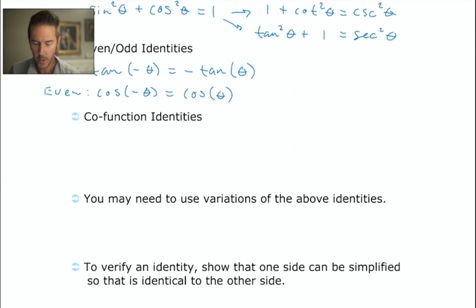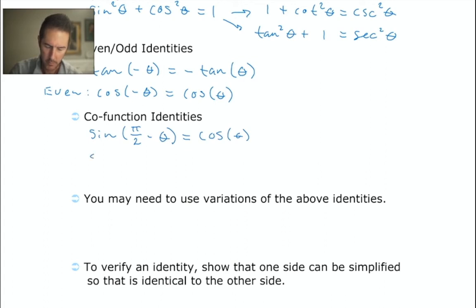Cofunction identities. There's no way I'm writing all of these out because they're kind of long and kind of irritating, and I feel like I don't use them all that often. In fact, I use them so infrequently that I typically have to go look them up again. I can't memorize everything. The sine of 90 degrees minus some angle measure theta is equivalent to the cosine, which is sine's cofunction. It's equal to the cosine of theta.